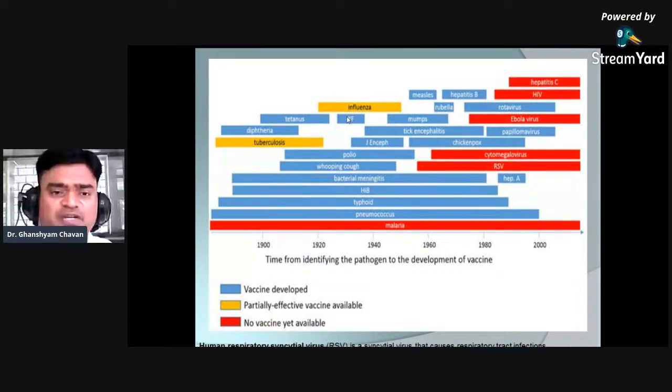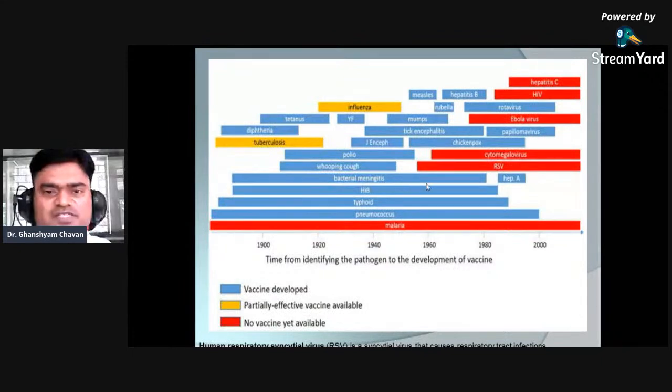And the yellow includes partially effective vaccines, available for influenza and tuberculosis. Still, tuberculosis is there in India. Lots of patients are suffering from this. They are under treatment. And for measles, hepatitis, rubella, rotavirus, mumps, yellow fever, tetanus, diphtheria, these all have vaccination, and they are giving good results. Also pneumococcus, whooping cough, and hepatitis A.